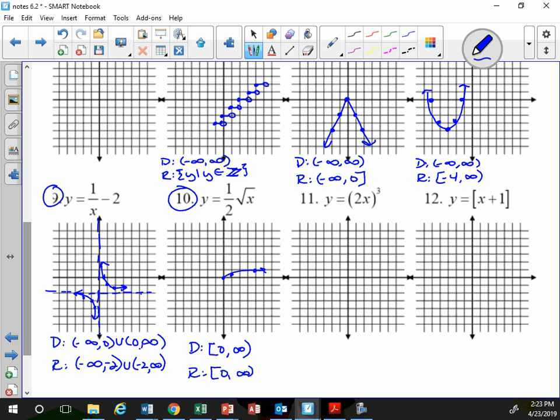Wait, so why wouldn't it be a hard parenthesis? Number 9? Okay, so do we include 0? Or is that where the asymptote is? Okay. So every time we're jumping over something, that's when we need the parentheses. All right, guys, when you're done with those, go ahead and turn the page. And then we're going to write some equations now.